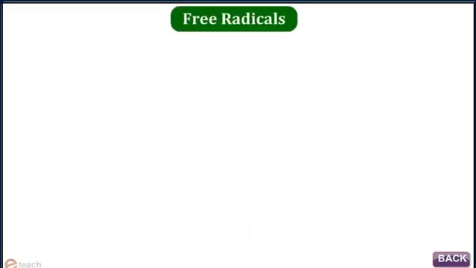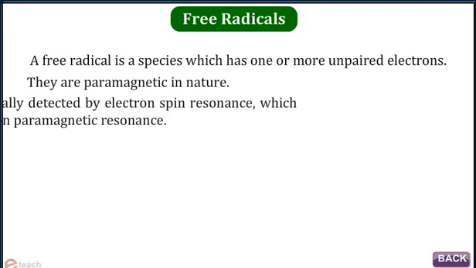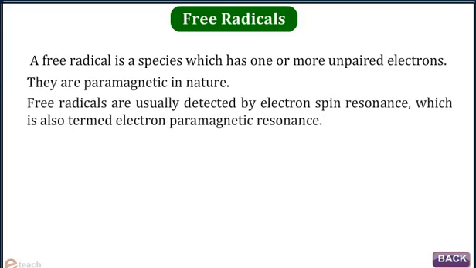Free radicals. A free radical is a species which has one or more unpaired electrons. They are paramagnetic in nature. Free radicals are usually detected by electron spin resonance, which is also termed electron paramagnetic resonance.